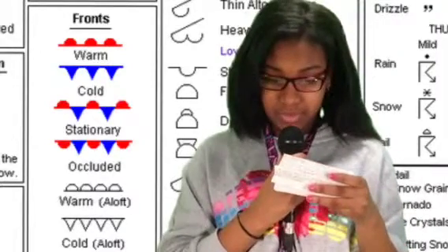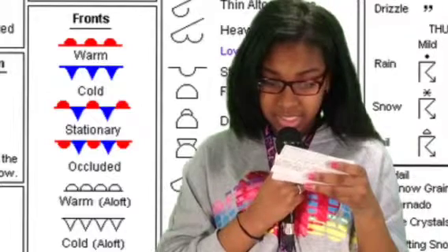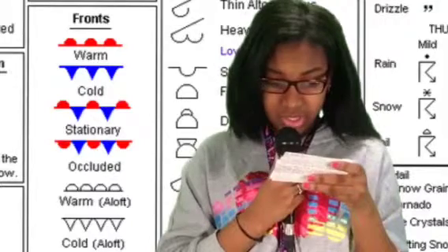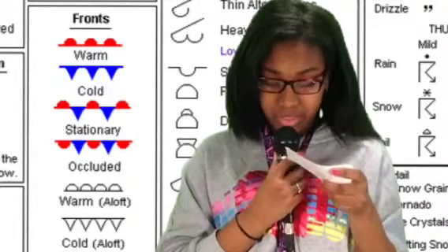What are fronts? A weather front is an area where two air masses with different temperatures and densities collide but do not mix. The collision often causes storms and changeable weather.